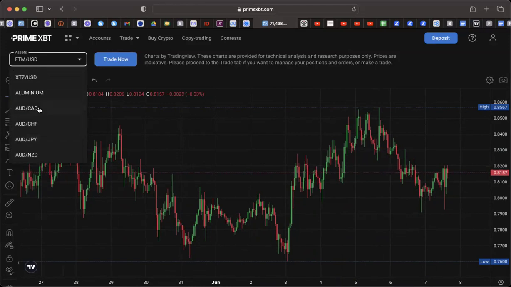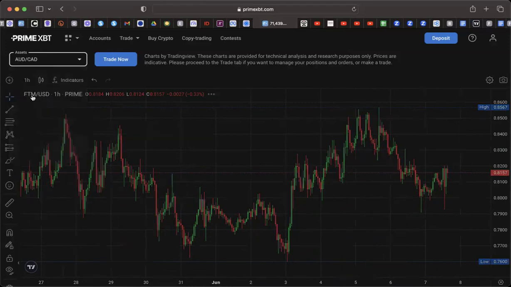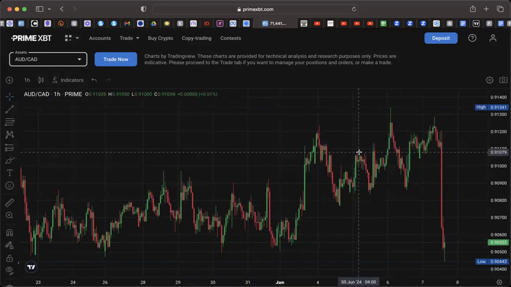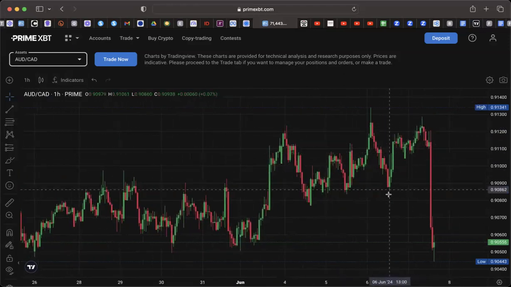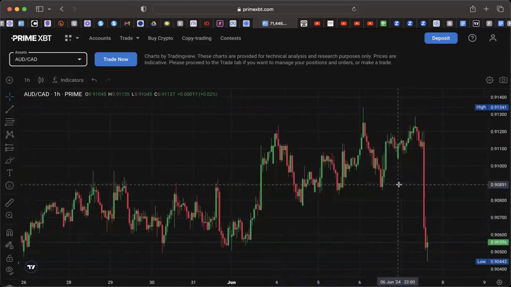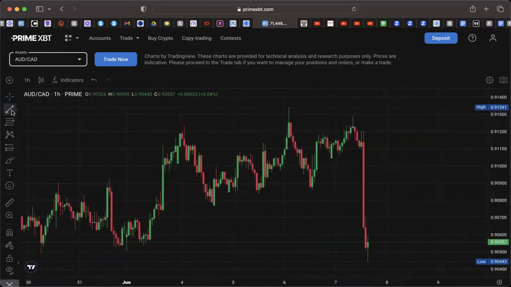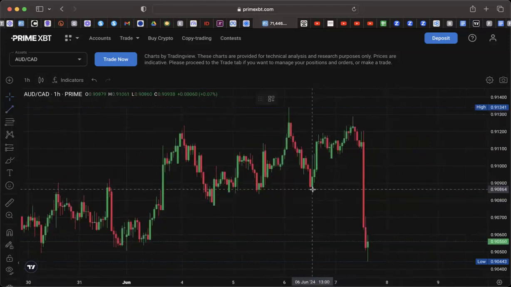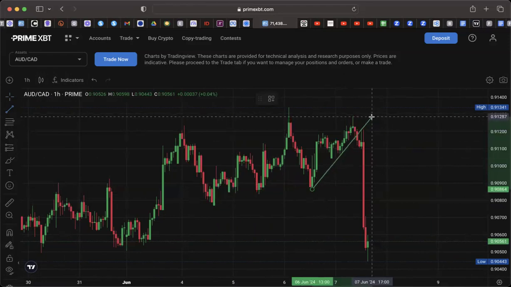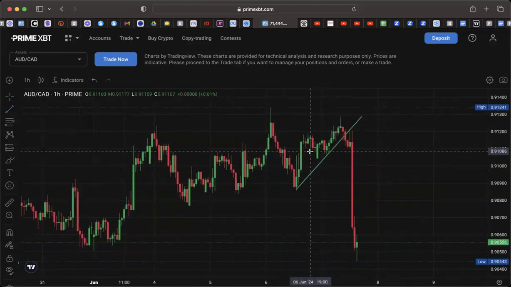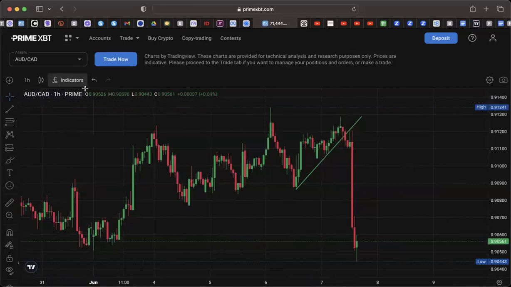Now I can go to Forex, AUD card. I was telling some people about this dump that was going to happen. They didn't understand. So AUD card, whichever one you want to use.